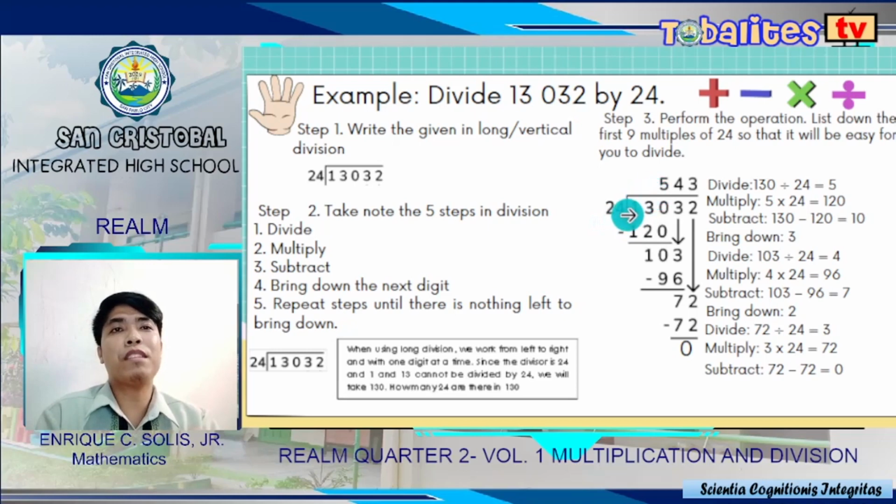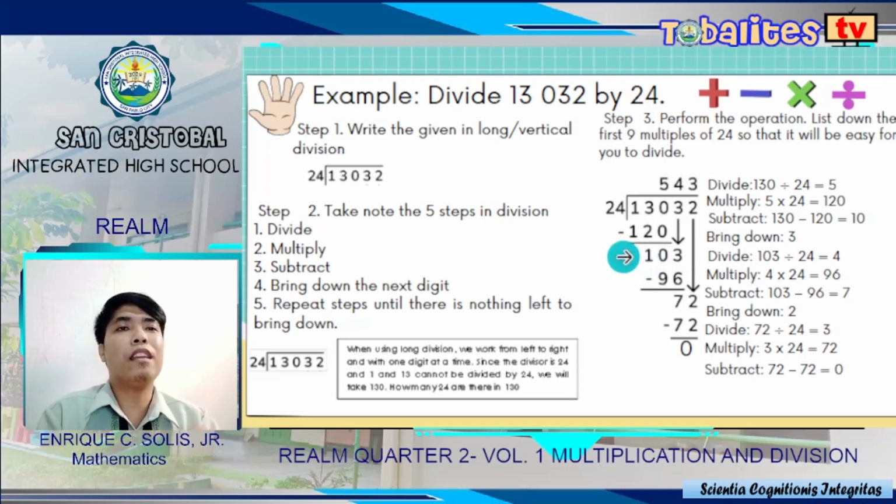So, first step is divide. 130 divided by 24, we have 5. Second step, multiply. What are the numbers that we are going to multiply? We have the quotient 5 times 24, we have 120. The next, subtract 130 minus 120, we have 10. And after subtracting, you are going to bring down the digit 3. So we will have 103.